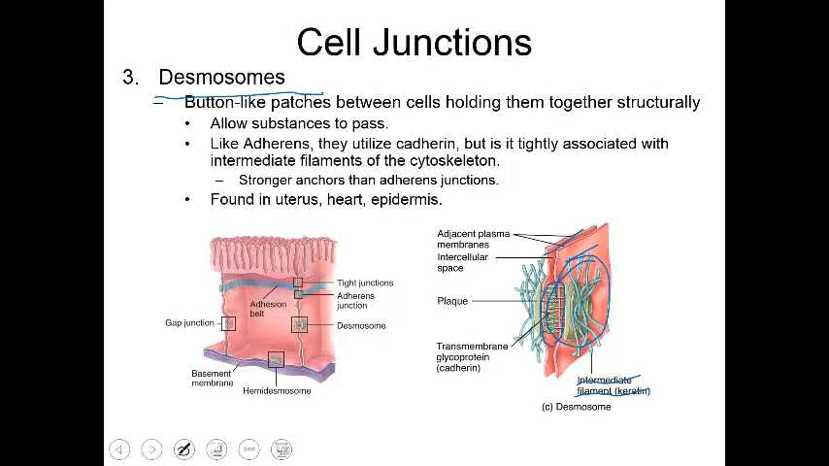Now keratin is a stronger protein than actin, and therefore a desmosome is a tighter junction or a stronger junction than an adherens junction. Now one quality about a desmosome is that it is permeable. It is permeable to certain substances. It allows substances to pass. It's a stronger junction, and it's found in areas such as the uterus. The uterus has to stretch, come back to its normal position, the heart, and in epidermal tissues. The epidermis is the outermost layer of the skin. So you have these keratin-based junctions present in the outermost layer of your skin as well.